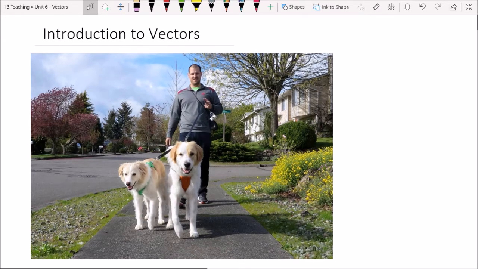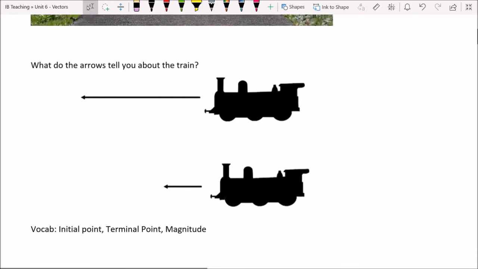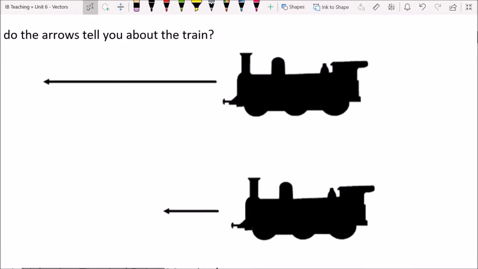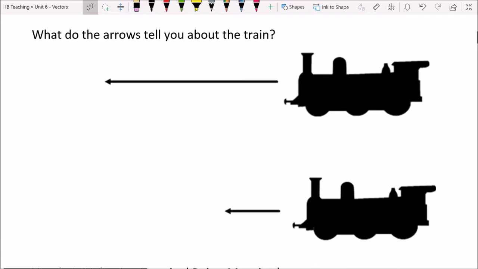Let's talk about some examples of vectors first before we get in. Let's start here. Take a look at these trains. And my question for you is, what do the arrows tell you about the train or about the trains? Well, we can probably see pretty easily that the one on the bottom is a little bit shorter, and the one on top is a little bit bigger. So what does that tell you?